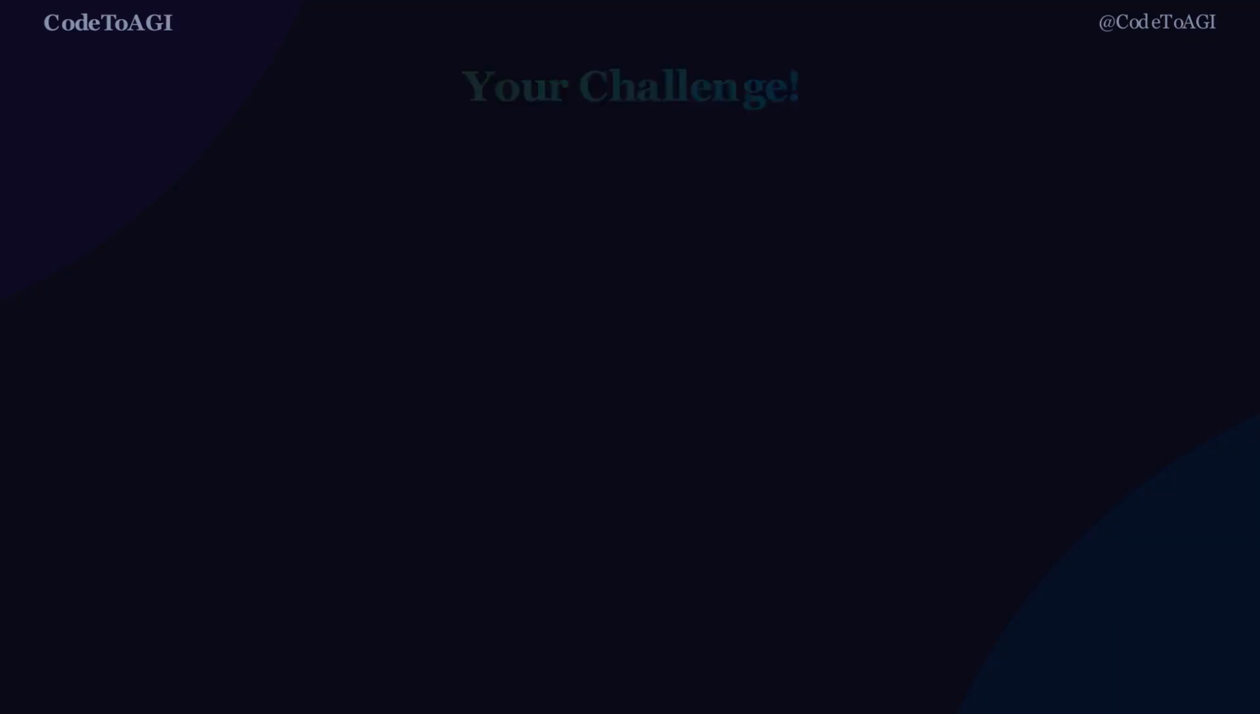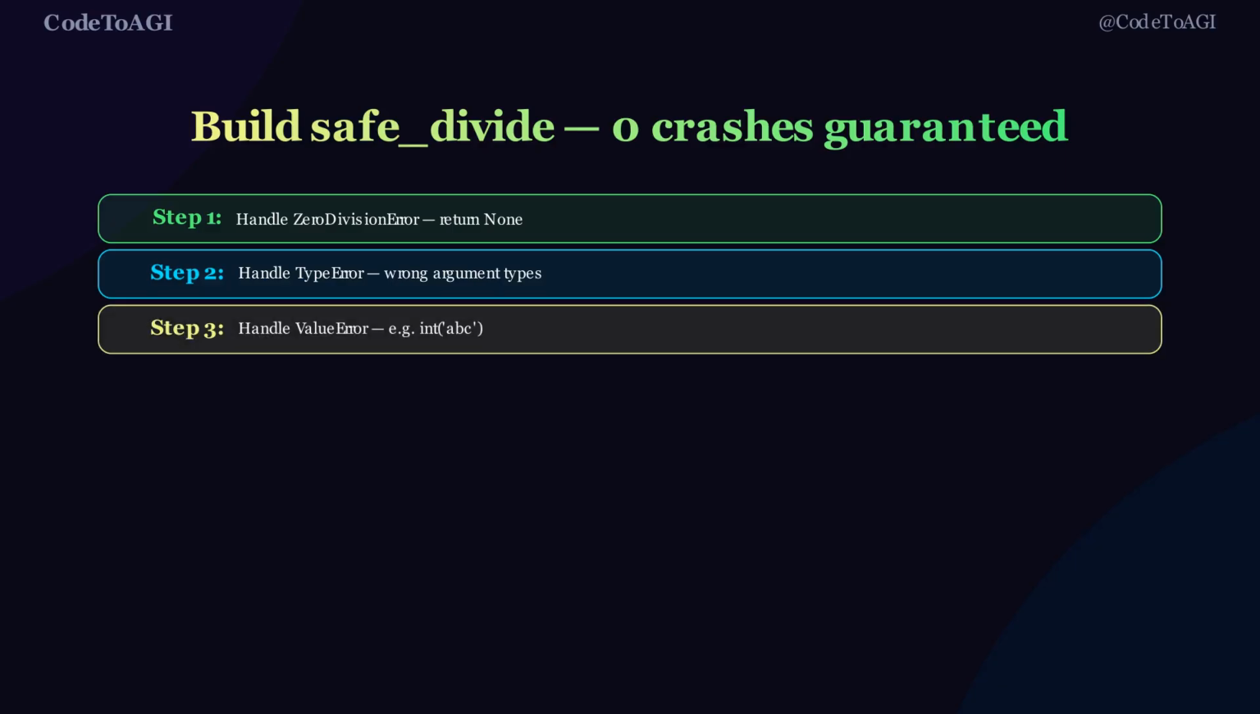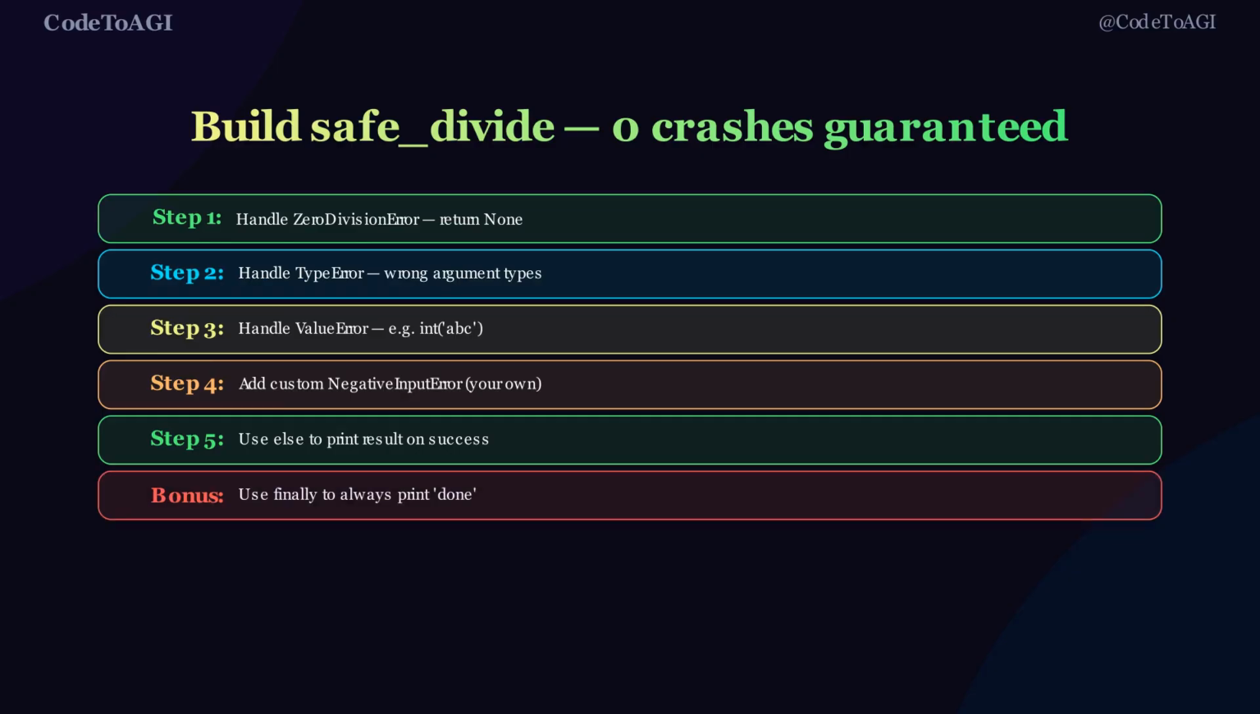Your challenge: write a function called safe_divide. It must handle ZeroDivisionError, TypeError, and ValueError. Add a custom exception, NegativeInputError, raised when either argument is negative. Use else to print the result on success. Use finally to always print "done." Paste it in the comments. I read every single one.